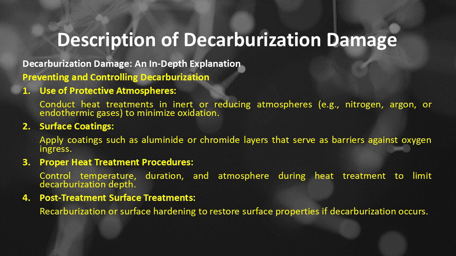Number 1. Use of protective atmospheres. Conduct heat treatments in inert or reducing atmospheres, e.g., nitrogen, argon, or endothermic gases, to minimize oxidation. Number 2. Surface coatings. Apply coatings such as aluminide or chromide layers that serve as barriers against oxygen ingress.